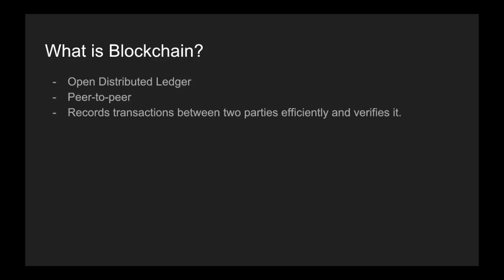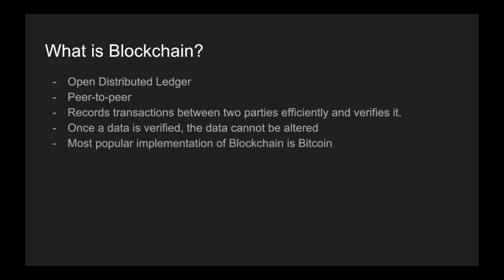What does blockchain do? They record transactions between two different parties and then they verify them, and they also have the security checks. As a part of the verification, these security checks are validated to make sure that there is no intrusion which has occurred in one of the networks in the blockchain. Once the data is verified, you cannot alter the data in a blockchain. The most popular implementation of the blockchain is the Bitcoin, as you know.